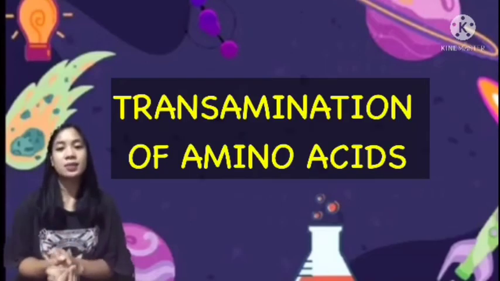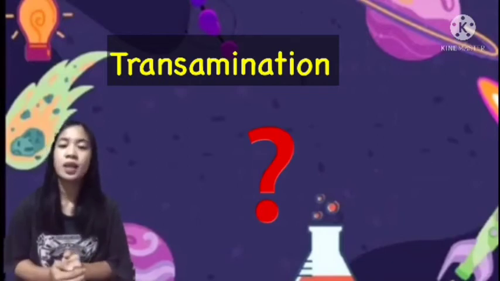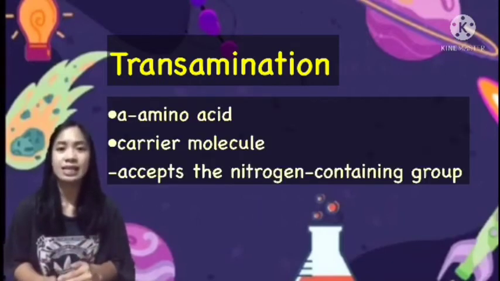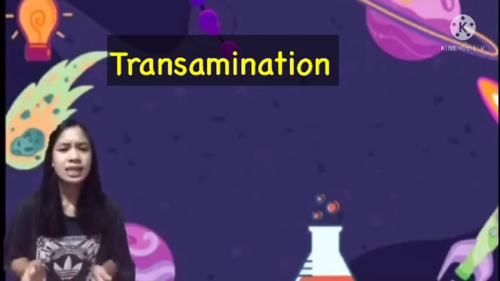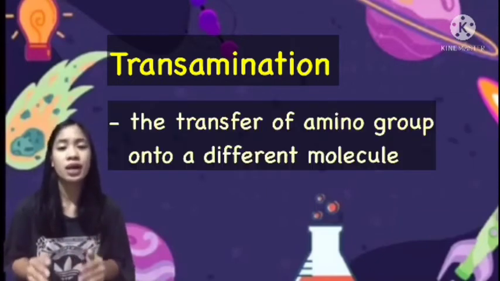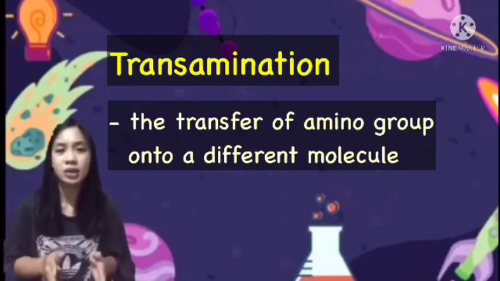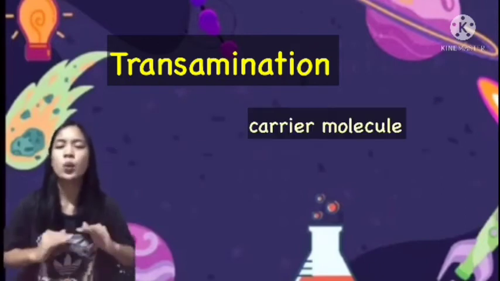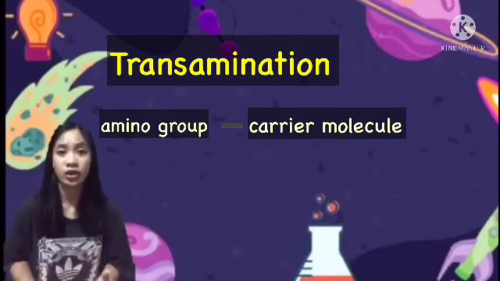Let's talk about transamination of amino acids. Most standard amino acids lose their amino group early in the degradation through transamination. What is transamination? For instance, we have an alpha amino acid that we want to metabolize, and here we have a carrier molecule that accepts the nitrogen-containing group. Basically, transamination is the process of the transfer of an amino group onto a different molecule. So when we transfer this amino group onto a carrier molecule, we form our products.